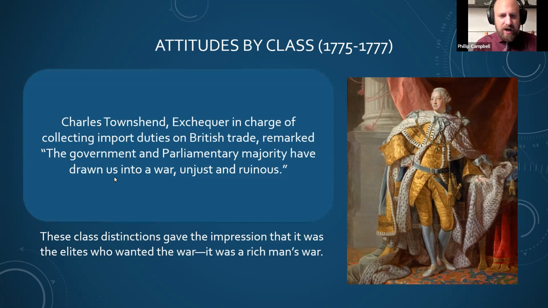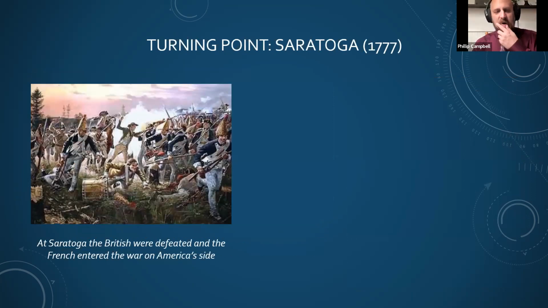Charles Townshend, exchequer in charge of collecting import duties on British trade, remarked, "The government and parliamentary majority have drawn us into a war unjust and ruinous." Townshend is the one that the Townshend Acts are named after. But you can see this class attitude, that it's not firmly united. It's not like this is Britain's war. He's saying this is the government's war and Parliament's war. It's unjust and it's ruinous. And I should say unjust because it's ruinous. Okay, so from 1775 to 1777, the majority of people in the government, at least, are behind the war.